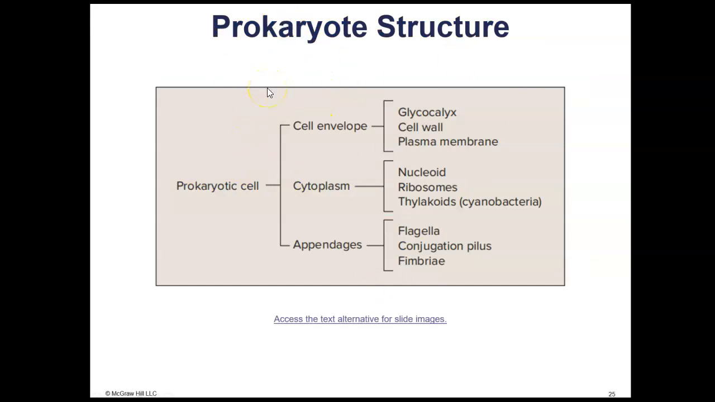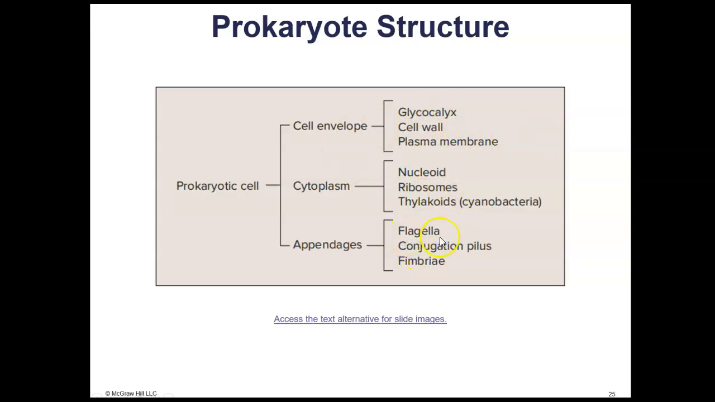Okay, so a prokaryotic cell is going to have cytoplasm. In the cytoplasm, there's a nucleoid region where the DNA is located. There are ribosomes, which synthesize proteins. There are thylakoids in cyanobacteria because they're the only prokaryotes that can photosynthesize. The cell envelope includes the plasma membrane and the cell wall, and many bacteria also have a glycocalyx for even more protection outside the cell wall.